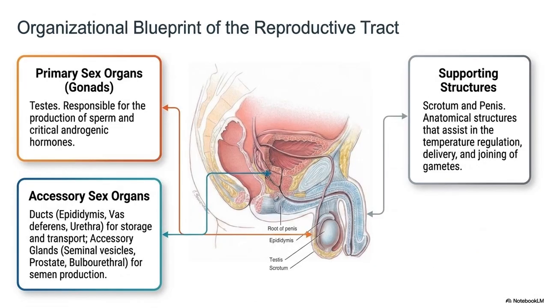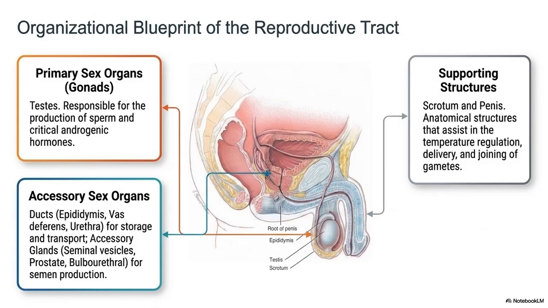It mainly consists of the primary sex organs, which are the gonads, that is the testes. These are responsible for the production of sperm and critical androgenic hormones, that is the testosterone. Then we have the accessory sex organs, which mainly consist of the ducts like epididymis, vas deferens and urethra, which is responsible for storage and transport of sperm.